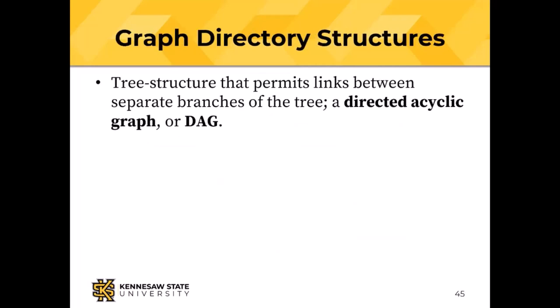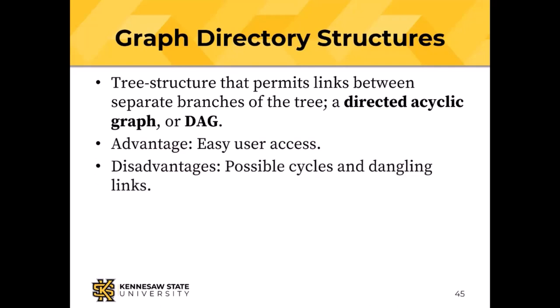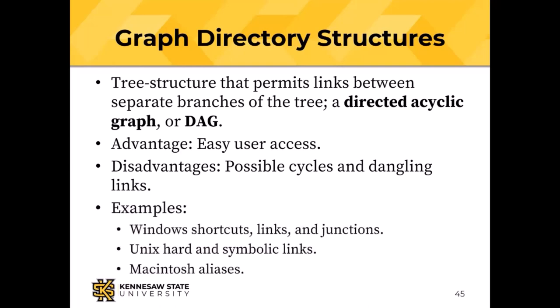Modern operating systems allow links between directories so that the directory structure need not be strictly hierarchical. And when we have links between those branches, that's called a directed acyclic graph. Easy access, possible cycles, or dangling links, links that don't point anywhere. And I'll show you the cycle in a minute. Windows has shortcut links, shortcuts, links, and junctions. Unix has hard and symbolic links. Macintosh has aliases, but underneath the macOS file system is really Unix these days.